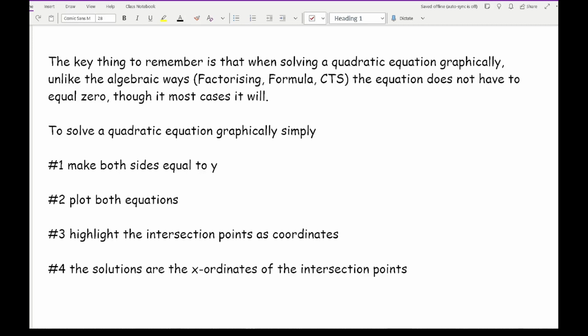The first step is you make both sides equal to y. Then the second step is you plot both equations. Often one will be a quadratic and the other will be a straight line, or in some higher level cases it might also be another quadratic equation. Then you highlight the intersection points as coordinates, and your solutions will be the x-ordinates of these intersection points.